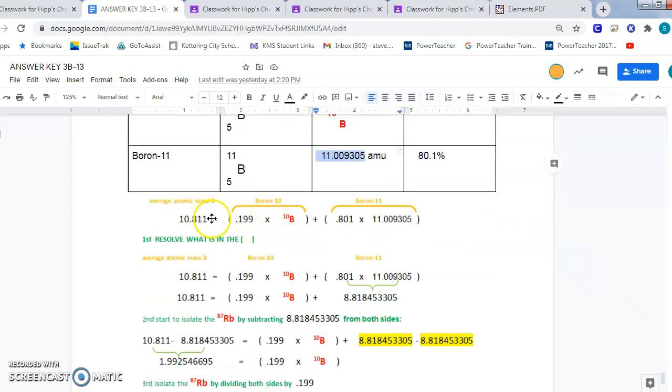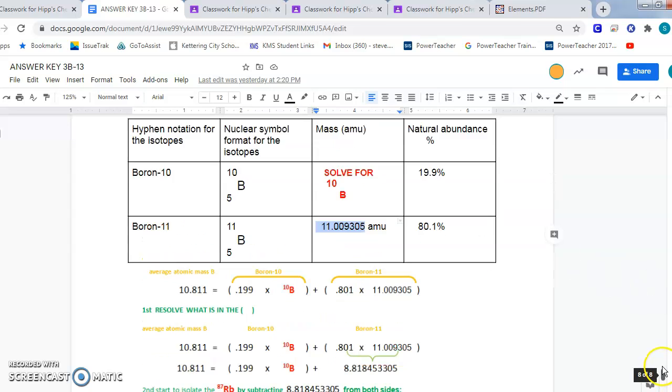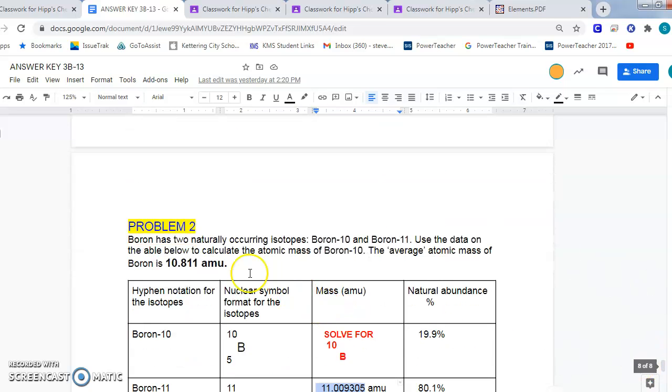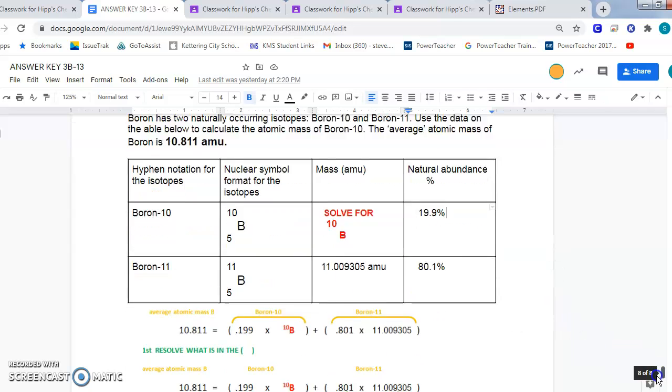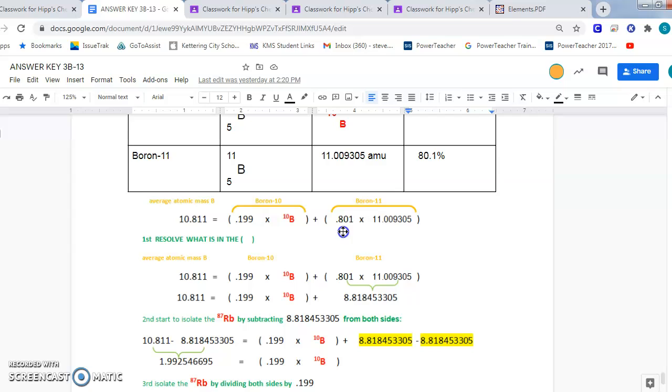I plugged in the 10.811 for the average atomic mass, which they told us right here. So when we do all these calculations inside the parentheses and add them together, it should be 10.811. Now, how do we go about solving for boron 10, our unknown? Some people like to put an X, a Y, or a Z in there. That's fine too. But those letters would just be representing boron 10.